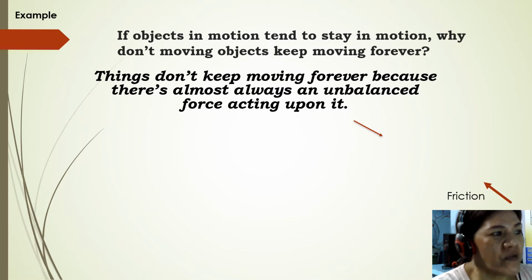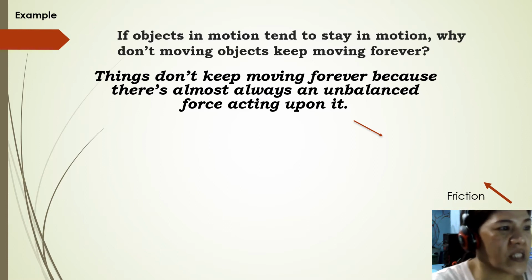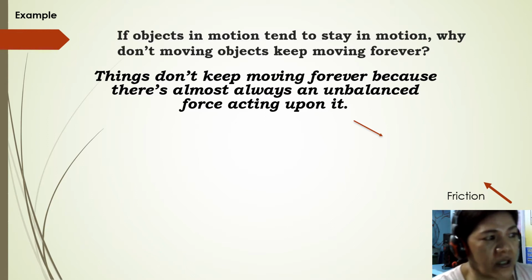So if an object in motion tends to stay in motion, why don't moving objects keep moving forever? So that would be your question. Okay. Why? Things don't keep moving forever because there is almost always an unbalanced force acting upon it.